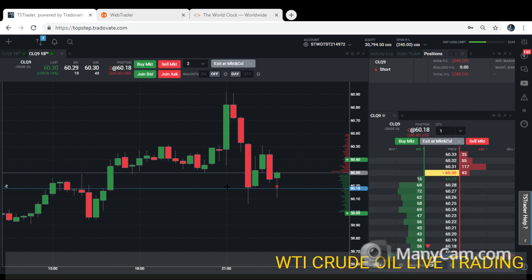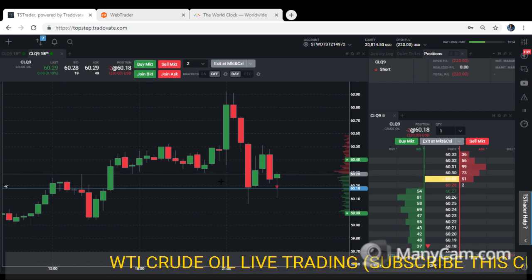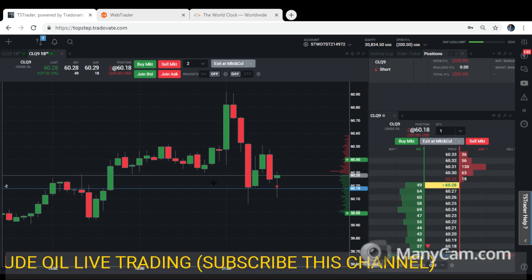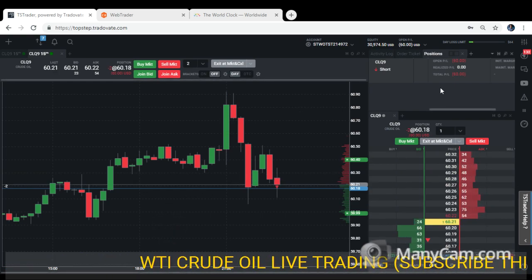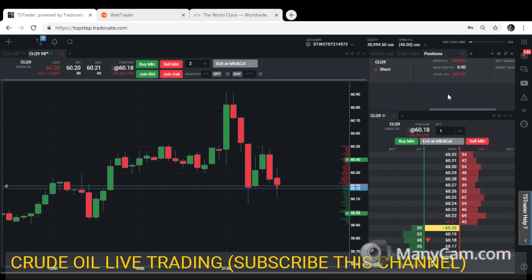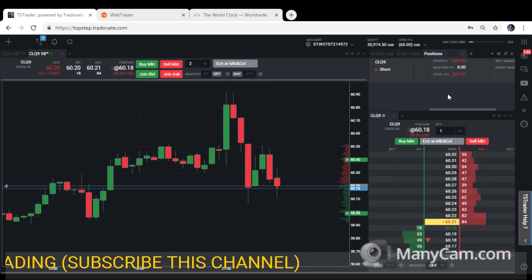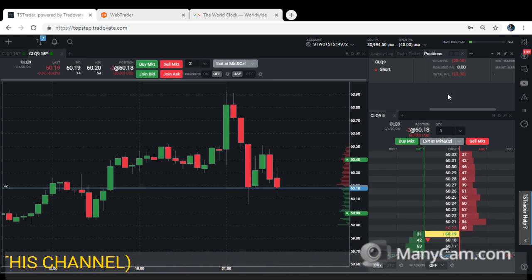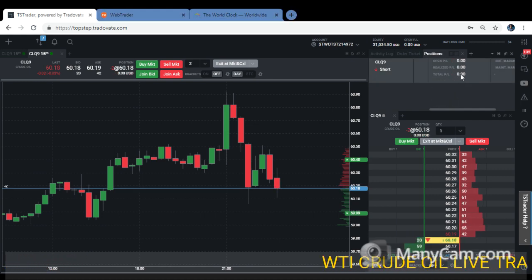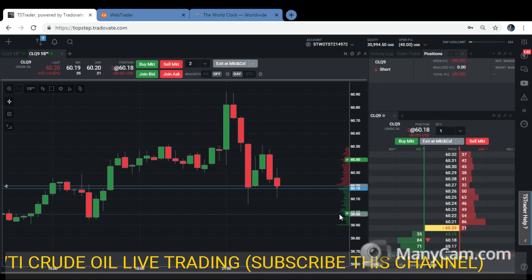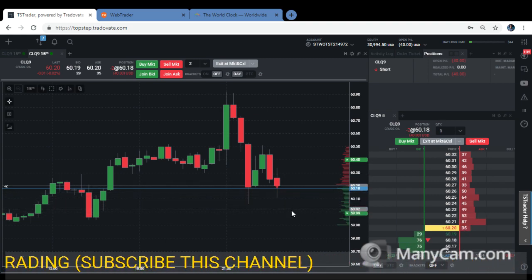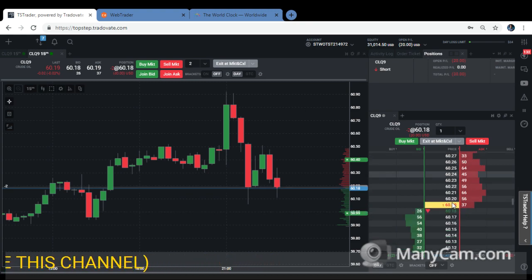So we are now floating minus 24. Now we are back to the entry level, so minus 60. The highest was minus 24. Now it's minus 60 US dollars. One more minute before this candle ends. Oh, we are at break even now. Hopefully for the next few minutes it will go further down drastically.